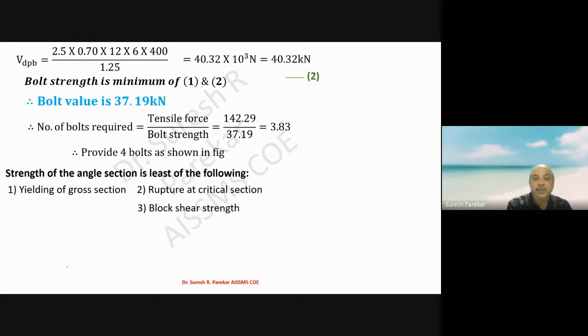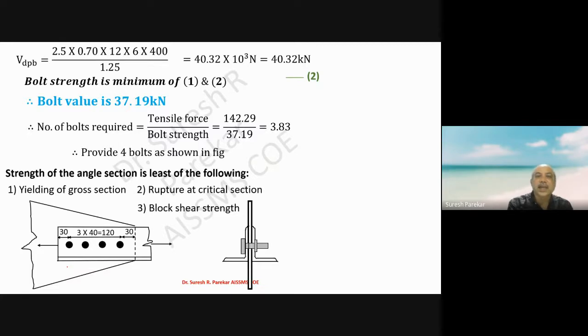Now the strength of this double angle section we have to check, and we have a list of the following three: yielding of cross section, rupture at critical section, and block shear strength. So this will be our connection. Now we will check one by one.